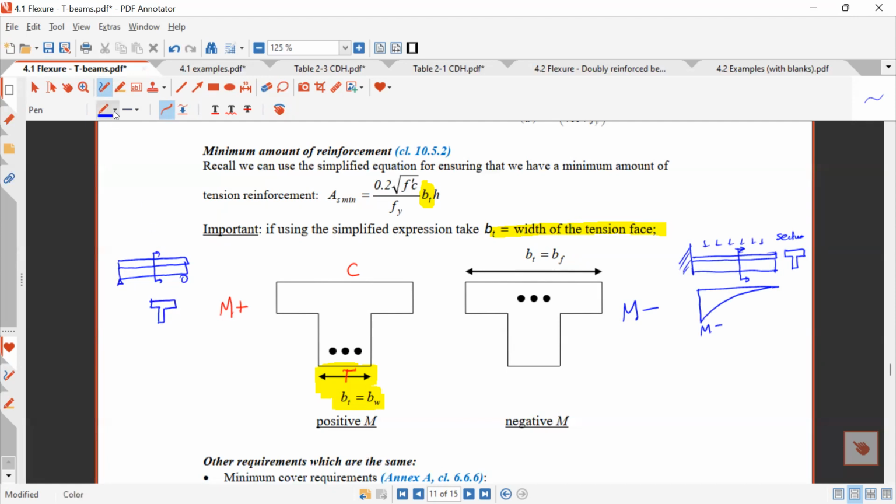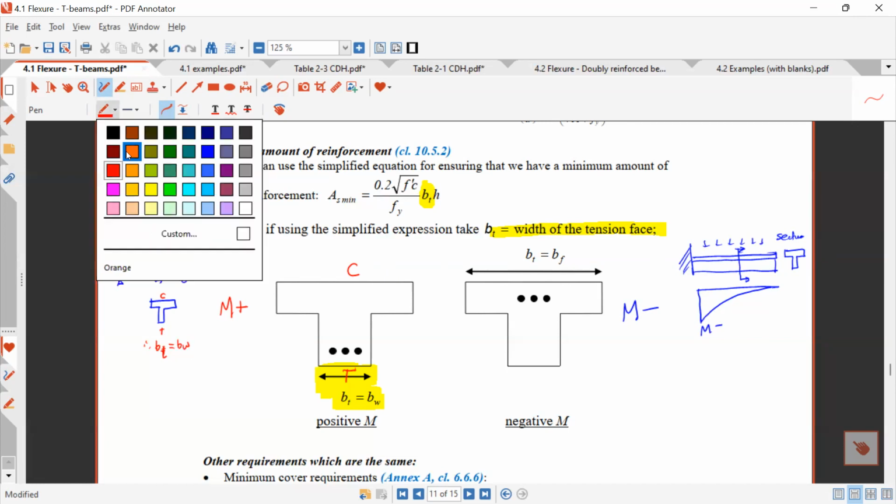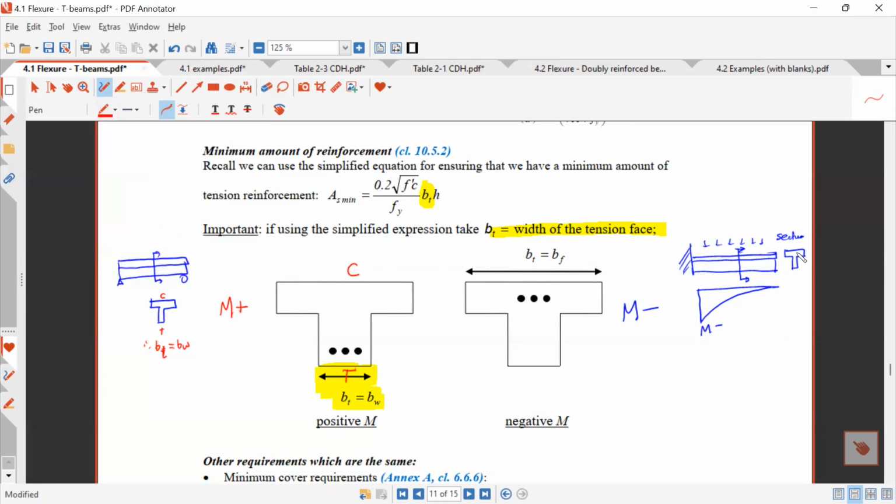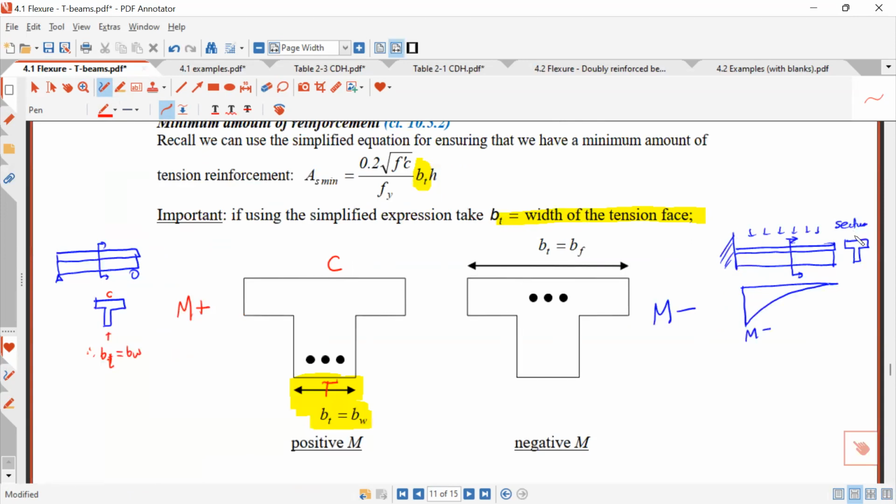In this first case, compression is at the top, tension at the bottom. So here, therefore, BT equals BW, right? In this equation, you would use BT equals BW. Whereas in this second case, we have a cantilever beam. Where's your tension? Is it at the top or at the bottom? Where's the tension for this cantilever case? It would be at the top, right? You would place your steel in here, whereas here, your steel is down here. So tension is at the top, compression is at the bottom.